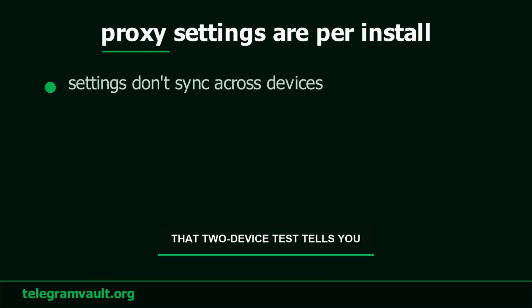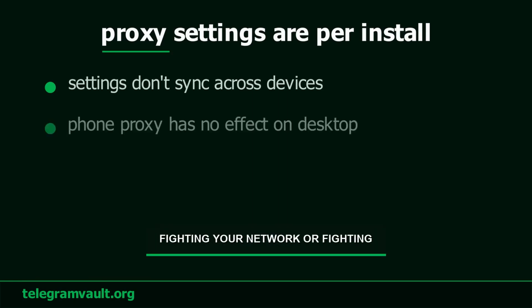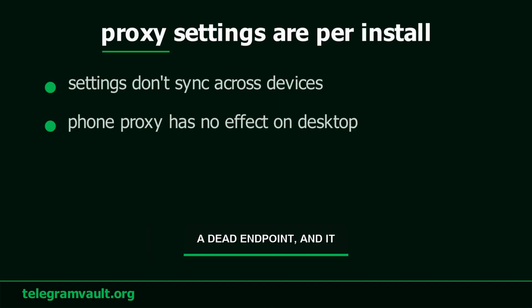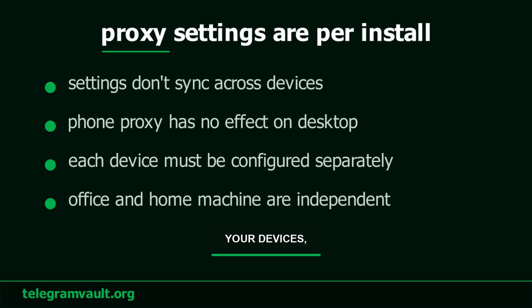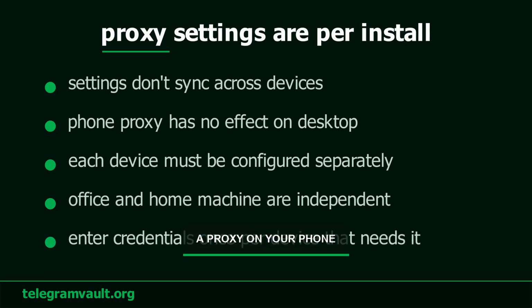That two-device test tells you in 30 seconds whether you're fighting your network or fighting a dead endpoint, and it saves you from changing settings that were never the problem. A small efficiency tip for people who run Telegram on a work laptop and a home machine both. Proxy settings don't sync across your devices. Each install holds its own proxy list locally, so setting a proxy on your phone does nothing for your desktop and vice versa. You configure each device once.